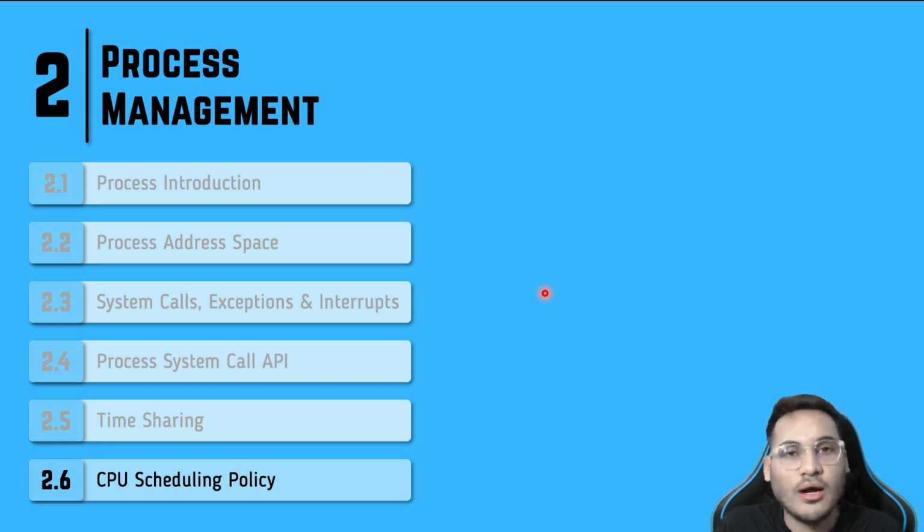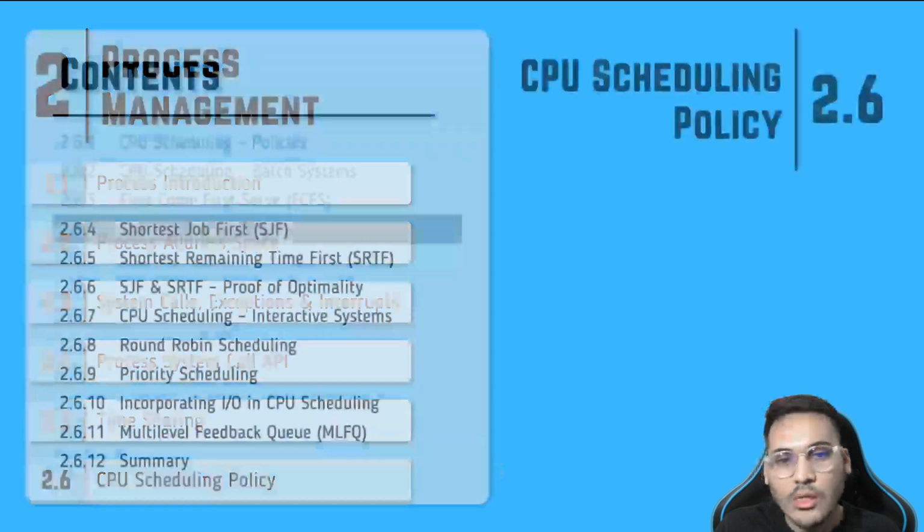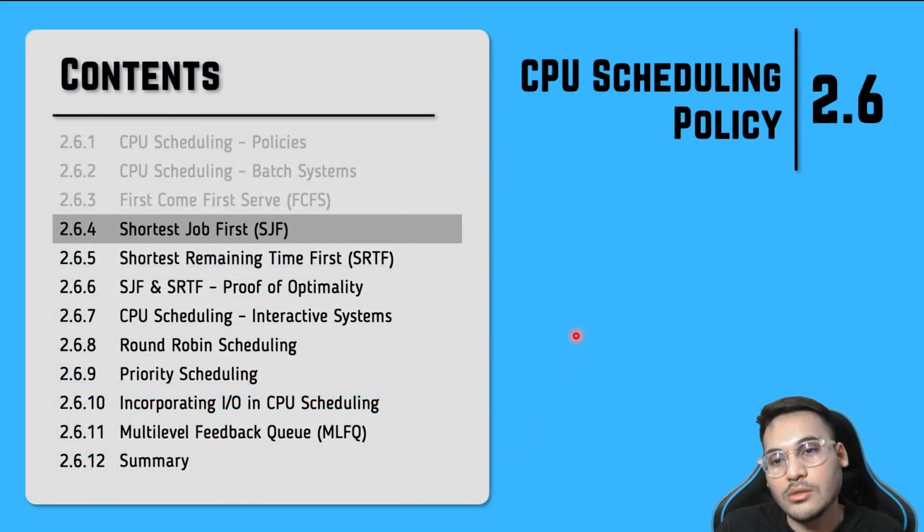This video is part of a lecture series on operating systems, and currently we are on the second module of this course, that is process management. Within this module, we're trying to understand how the operating system manages the CPU by providing this abstraction of a process. And we are currently on the last topic, that is CPU scheduling policy. Our goal is to study the different CPU scheduling policies.